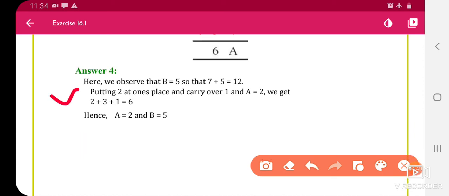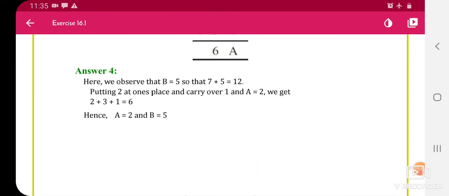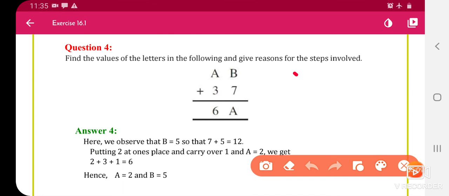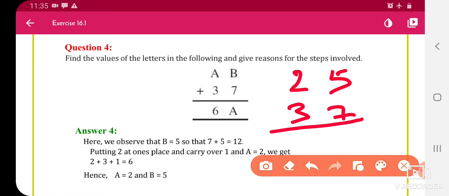Okay. So we have observed that B equals 5, so 7 plus 5 is 12, and putting 2 at the one's place, we carry 1, and 1 and 2 we get 6. Okay, so these are the steps of how to solve this addition. And so we can write like that. Here are 2 and 5, 3, 7, and here the value is 2, so also 2. Okay, so the answer is this.